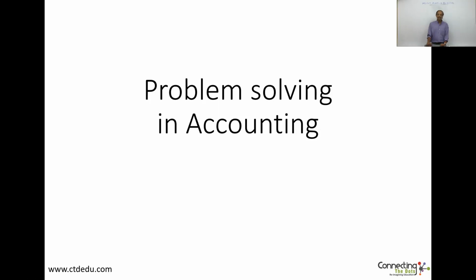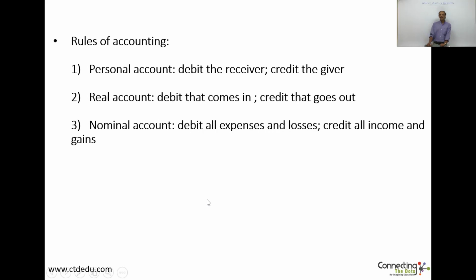Let us look at some of the basic elements in accounting. As I said, those problems are based on the three rules on the accounts that are involved. The three accounts are personal account, nominal account, and real account. Now, what is personal account? Personal account deals with any account that is with a person like you and me, or an artificial person like a bank or a corporation.